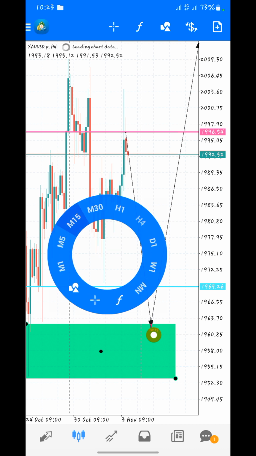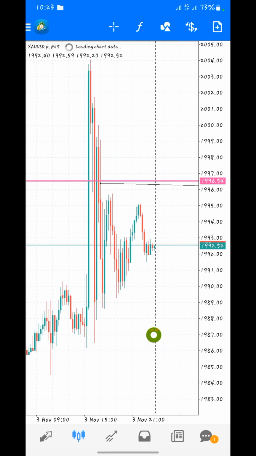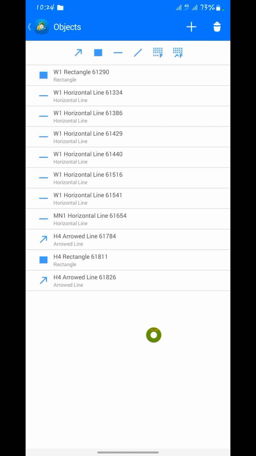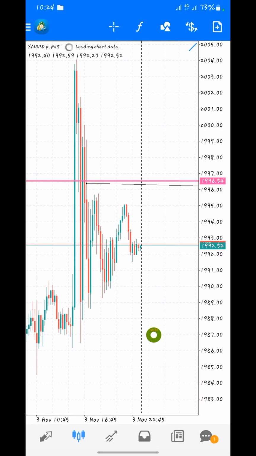As for me, I will come to the 15 minutes time frame and watch out for the patterns. As you can see at this particular place, the market is forming sort of a triangle.